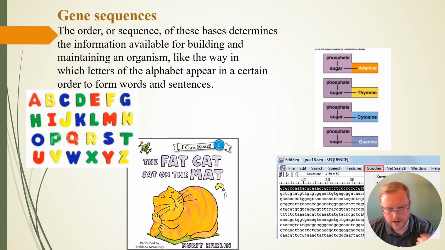So as you see on the slide, the order or sequence of these bases determines the information available for building and maintaining an organism, like the way in which letters of the alphabet appear in a certain order to form words and sentences. So the information here has meaning. It's not just a random series of A's, G's, C's, and T's. This is a blueprint which codes for a particular protein, which gets translated later on.